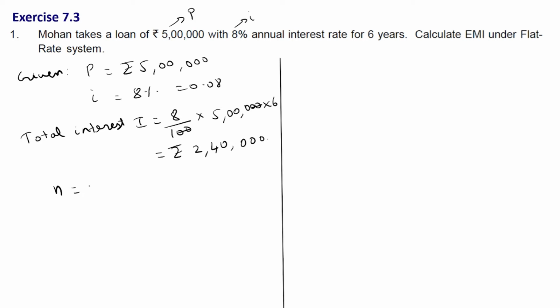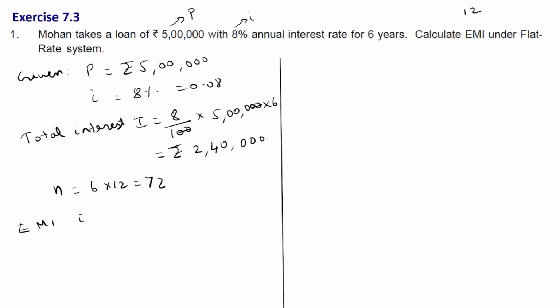And n is given as 6 years. Here we need to find EMI. So for each year we have to make 12 equal payments. So for 6 years we have to make 6 into 12, 72 equal payments. So n is 72.